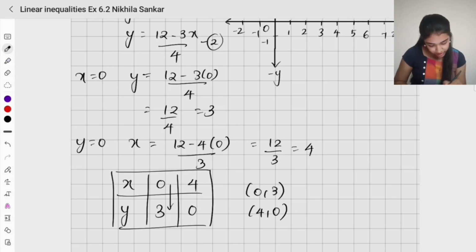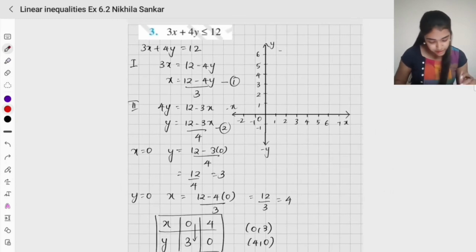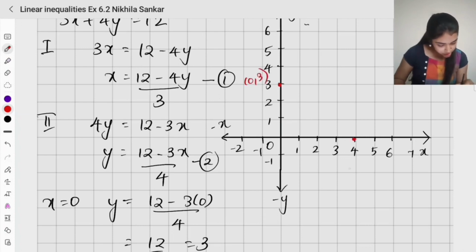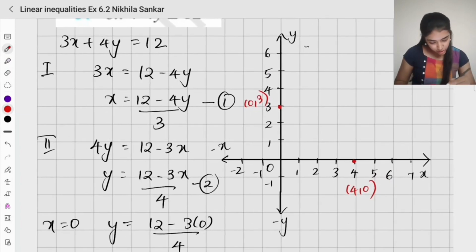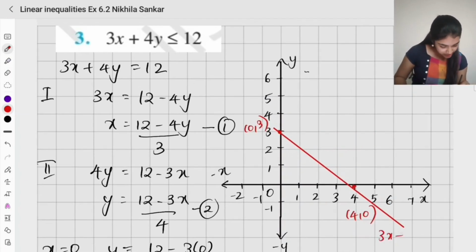Okay, it has to go from top to bottom. Don't write it as 0, 4. Okay, it is going to be 0, 3. Okay. Now I am going to draw the graph. 0, 3, 4, 0. Slack inequality. So I am going to draw a straight line. This is 3x plus 4y equals 12.